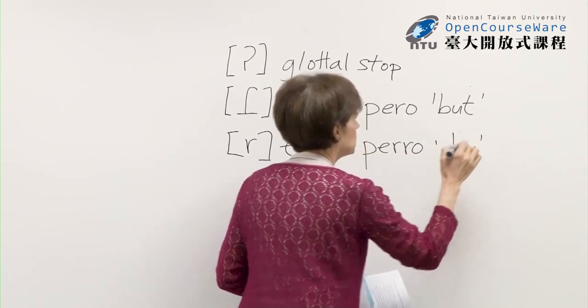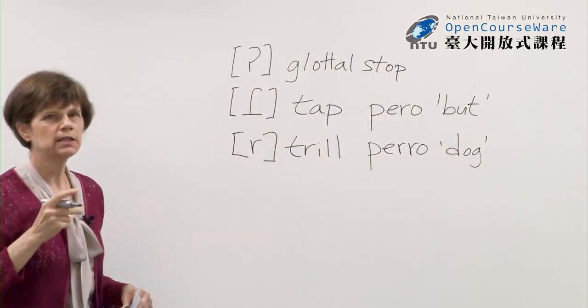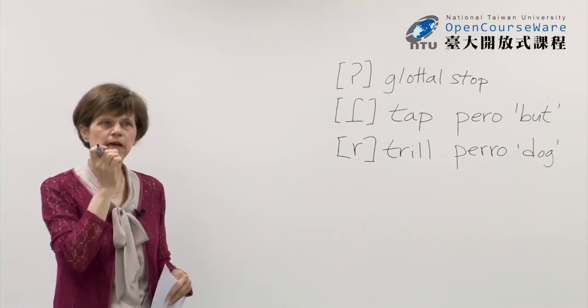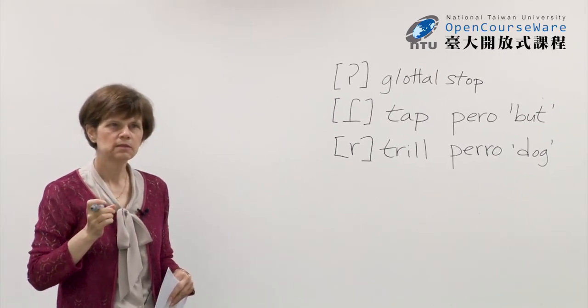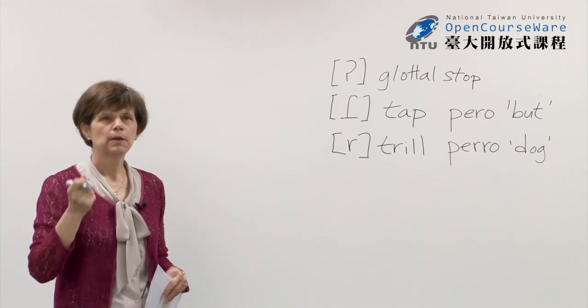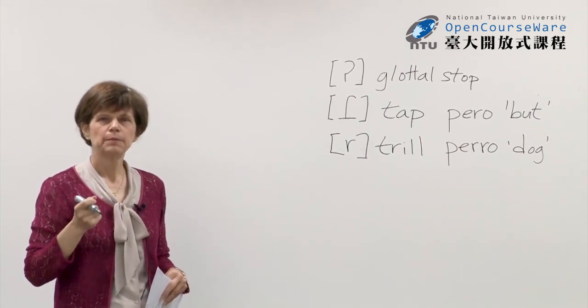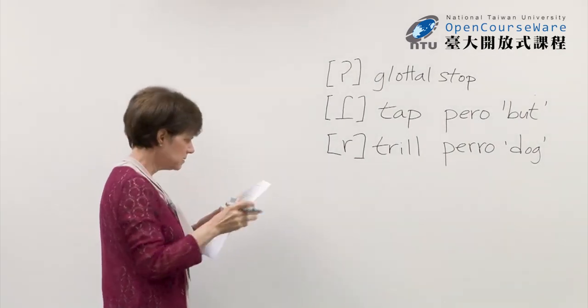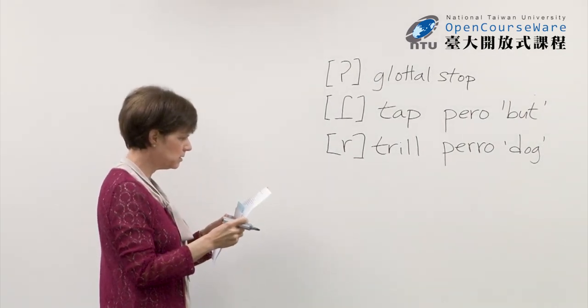and that's trilled. Remember the definition of a trill: the tongue tip has to make contact with the alveolar ridge at least how many times? Three times. This is pero. Perro. Pero means but. Perro means dog. Okay? That's a trill. So please make these sounds really clear in your head.